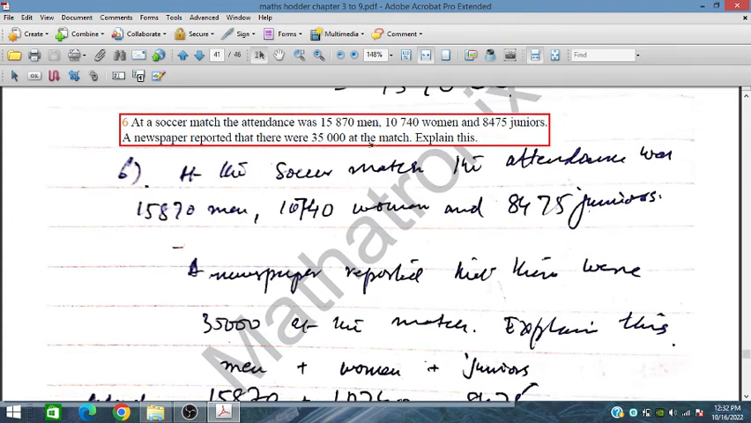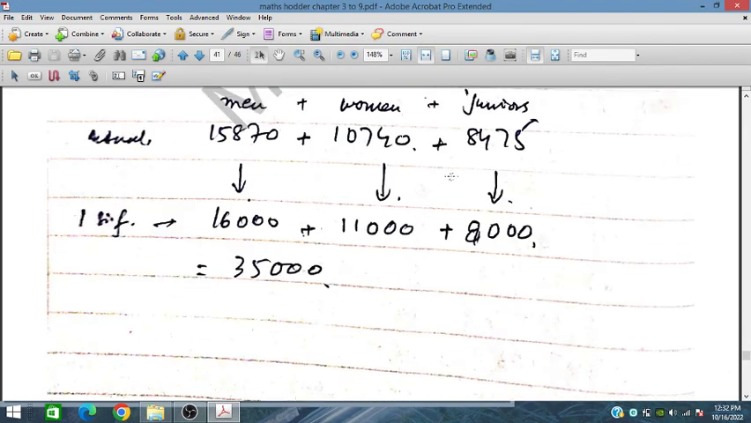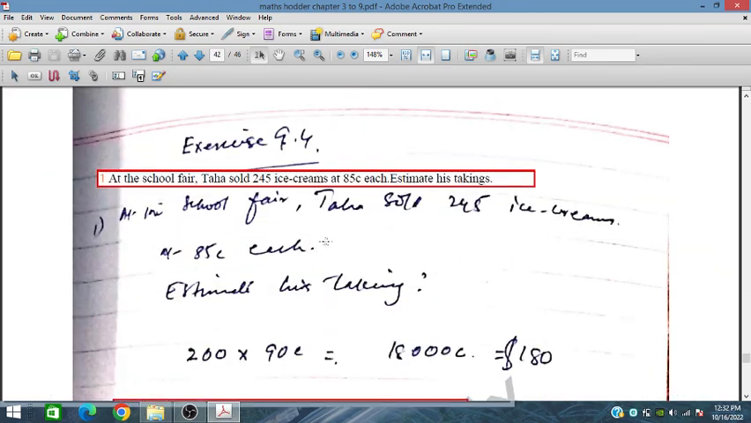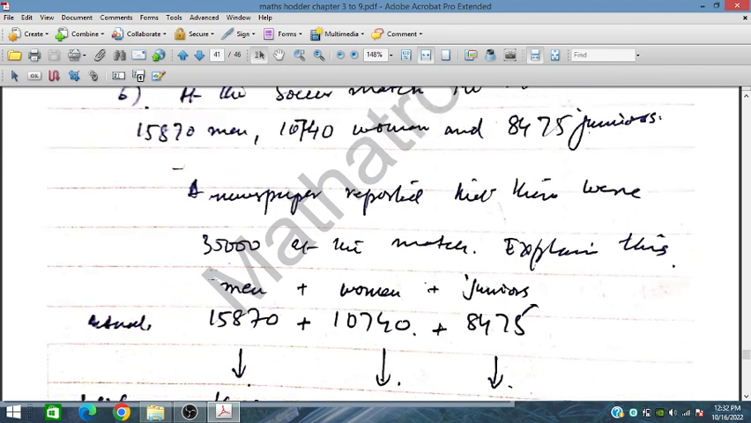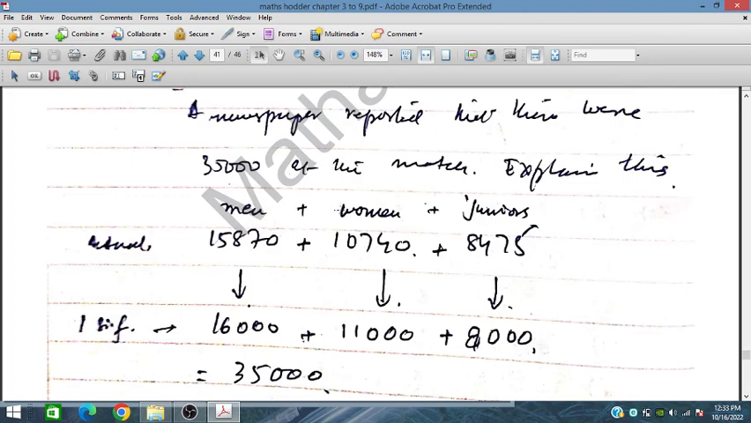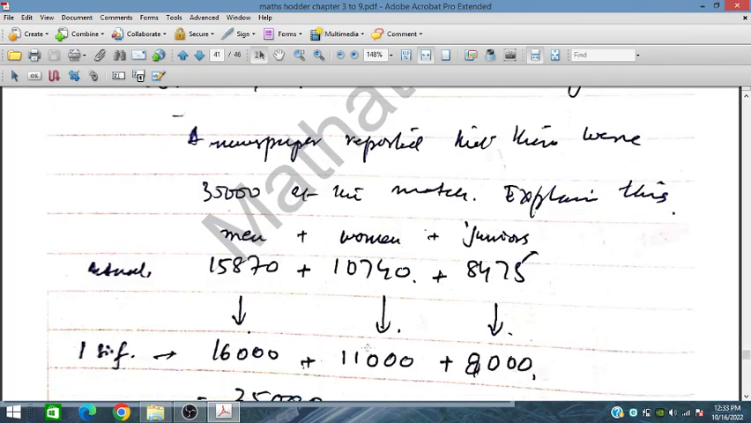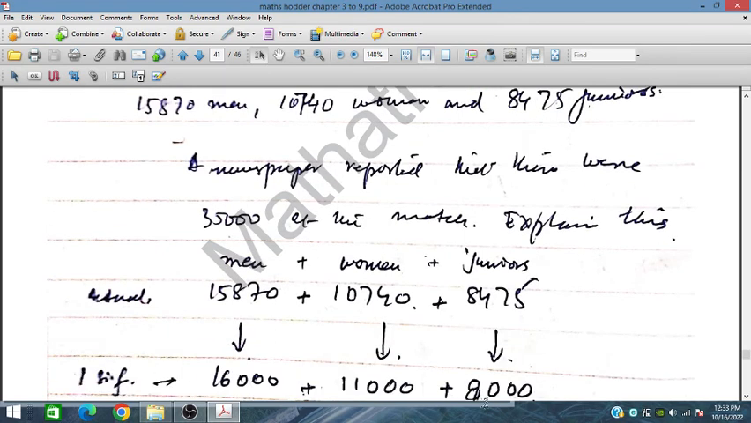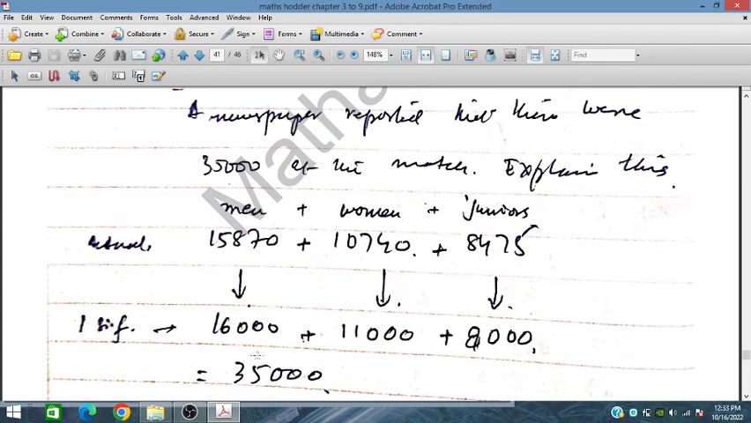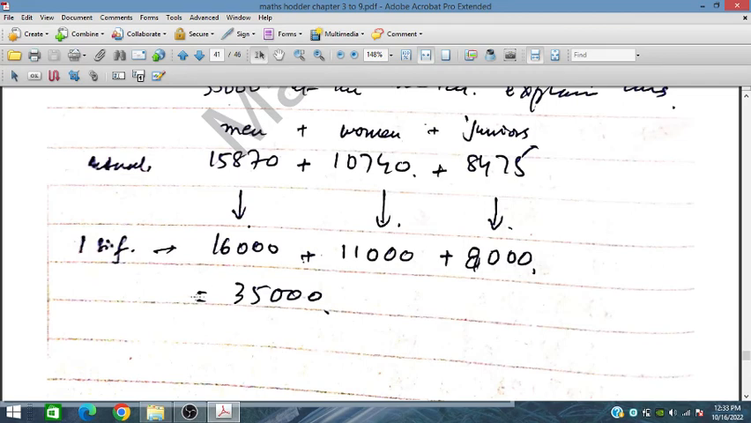Here we have a newspaper that reported this many men and this many women at a match. So we have performed this kind of calculation just by considering the approximations or significant figures. So this is 35,000 men matching. This 15,870 is considered as 16,000, this is considered as 11,000, and this 8,475 is considered as 8,000. So just add them to get this. This is an approximate value. We usually see these kinds of numbers in newspapers or such things.